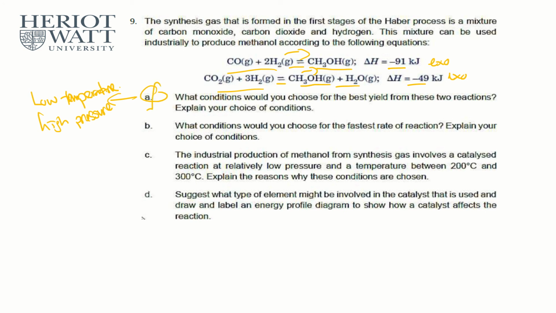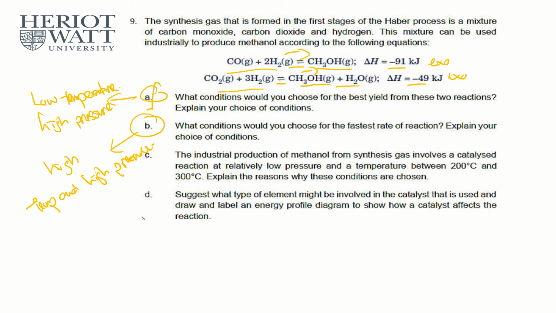Okay, for B, what conditions would you choose? Oh, we are actually done, right? No, wait. Which condition would you choose for a faster rate? So not about the yield, it's all about the rate of reaction. What condition would you choose? Of course, high pressure, high temperature. For B, both high: high temperature and high pressure, because that will increase the rate of reaction without considering the yield yet.